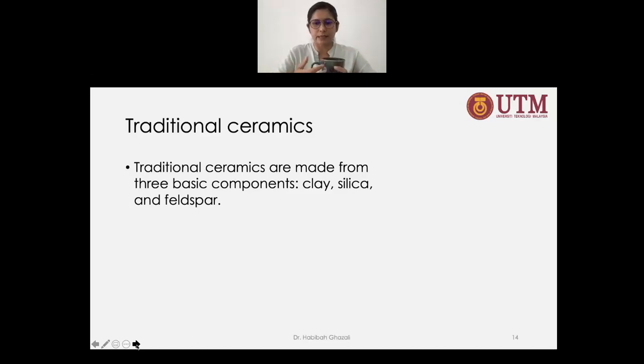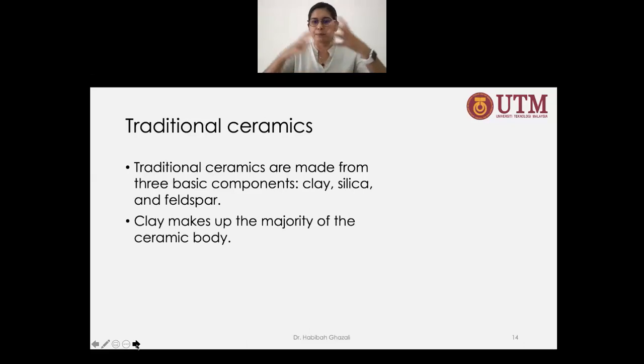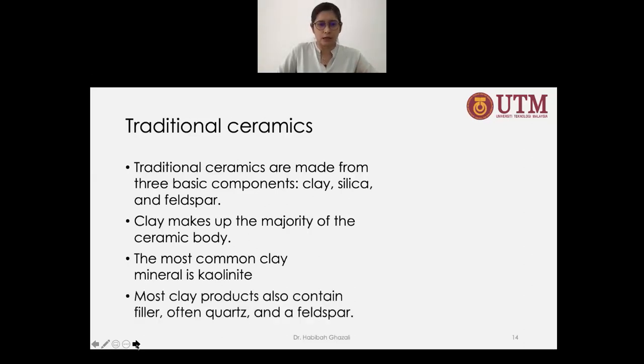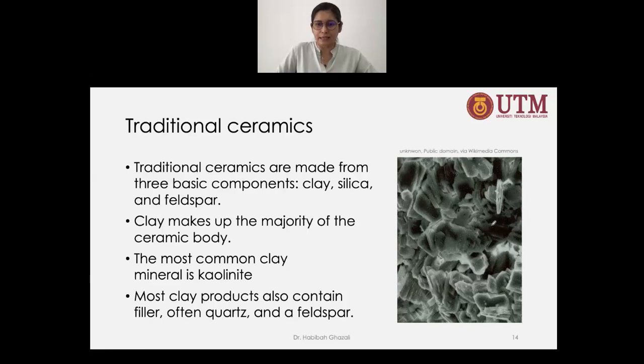For instance, this mug here has all three. They need each other to form this mug. The clay is what binds and makes up the majority of the ceramic body. The most common one is kaolinite, which has this microstructure. As I mentioned just now, this shows all the sheets of the clay mineral. You can see it is made of silicate with another molecule.